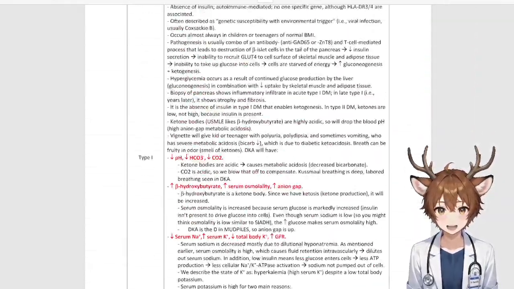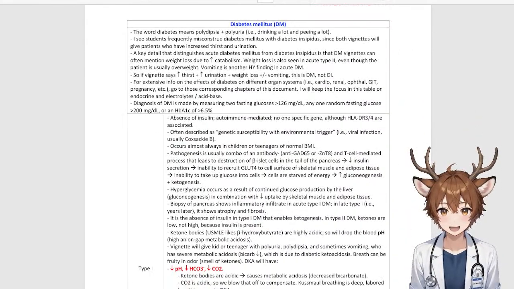Well, that's an expansive section for diabetes. Fair enough.